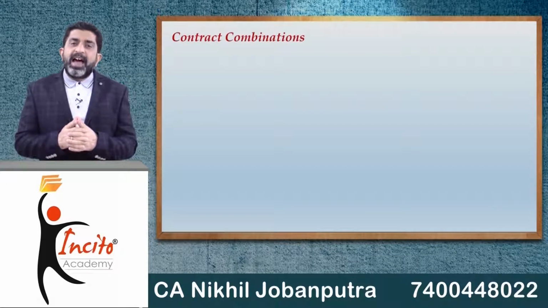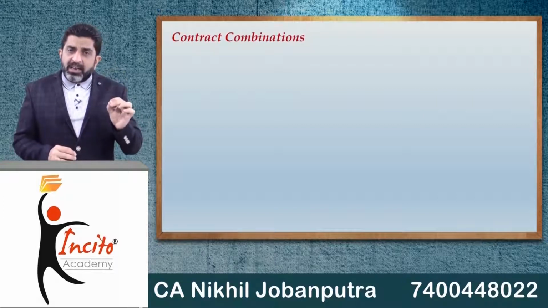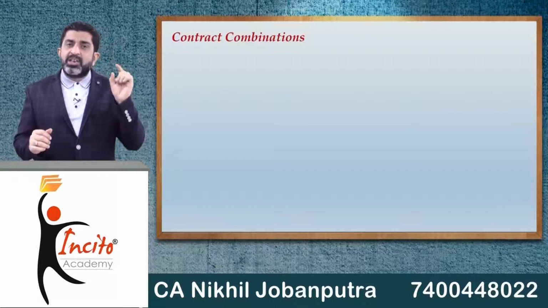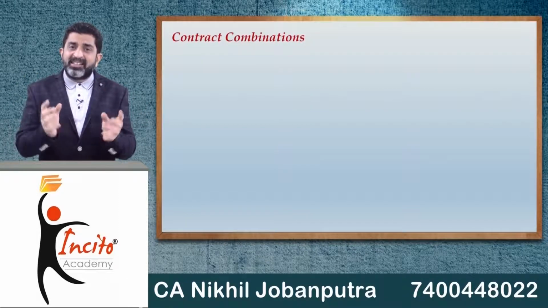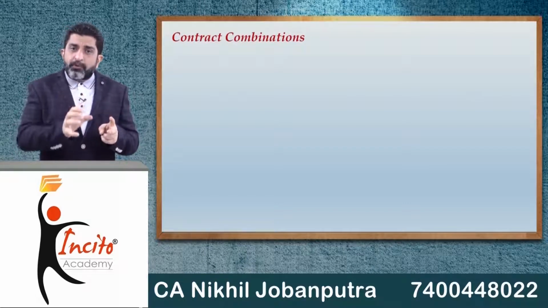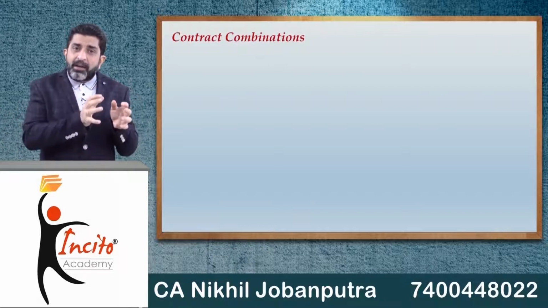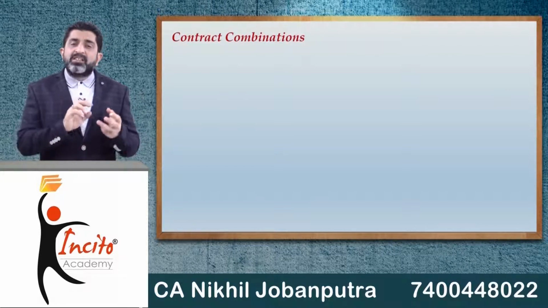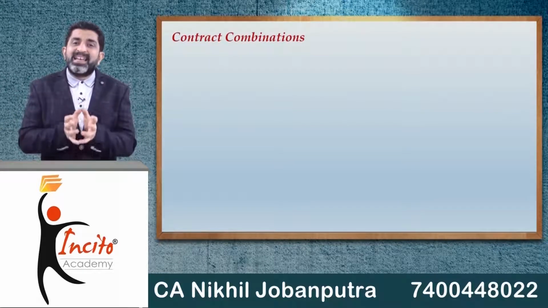So friends, as per Ind AS 116, there are three conditions given. Any one condition you fulfill, it is enough. So just take care of one thing, any one condition needs to be fulfilled. Condition number one, you have negotiated all these assets as a single package. Second condition is the price of one of the assets depends upon the price of the other. That means the lease rental that you have decided for one depends upon the negotiation of the other. And third, the whole combination of these assets appears to be a single lease component.